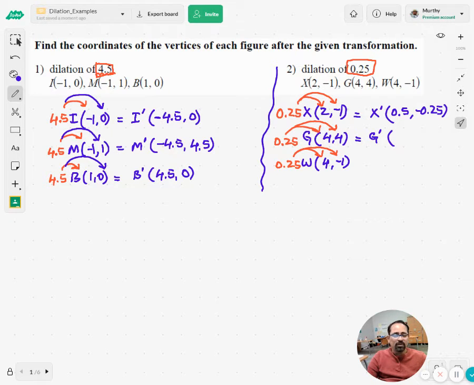0.25 times 4 is simply 4 times 4 quarters. That makes 1. And again, 0.25 times 4 is the same as 4 times a quarter, so that gives me 1. Then W prime is 4 times 0.25, which is 4 quarters, 1, and negative 1 times 0.25, negative 0.25.